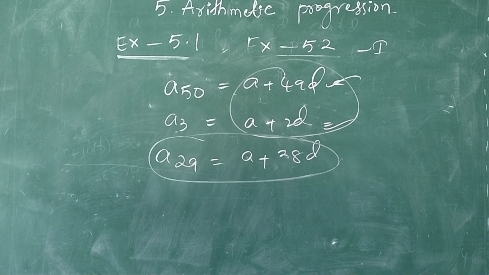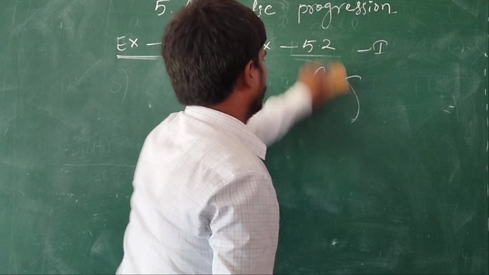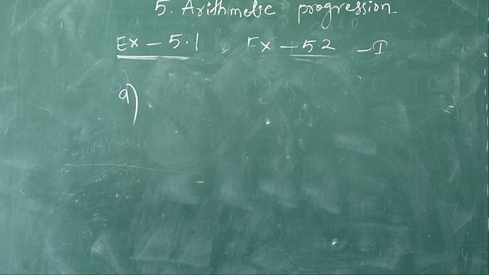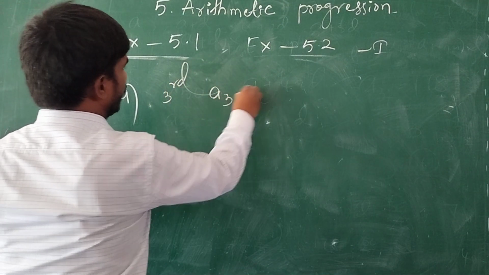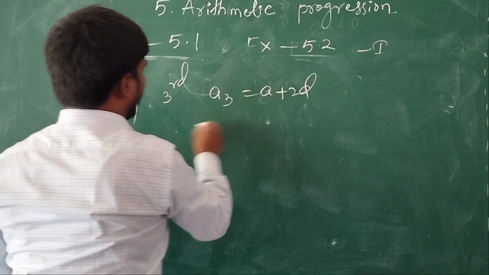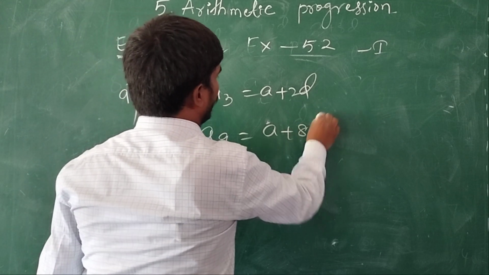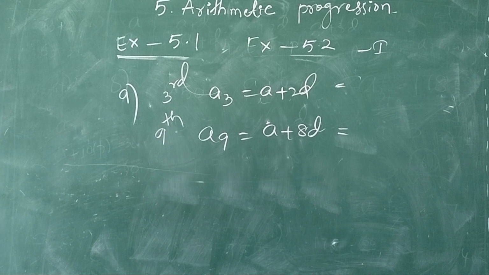Next, ninth problem. If the third term and 9th term of an AP are 4 and minus 8, same as the eighth one. In the ninth problem, he gave the third and 9th term. Third term a3 is a plus 2d, and 9th term a9 means a plus 8d. What is the value of a3? a3 is equal to 4, given.